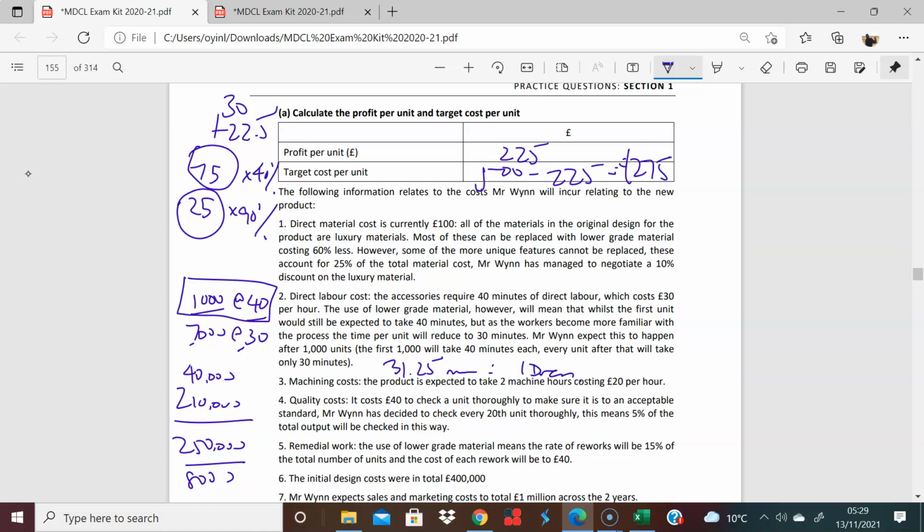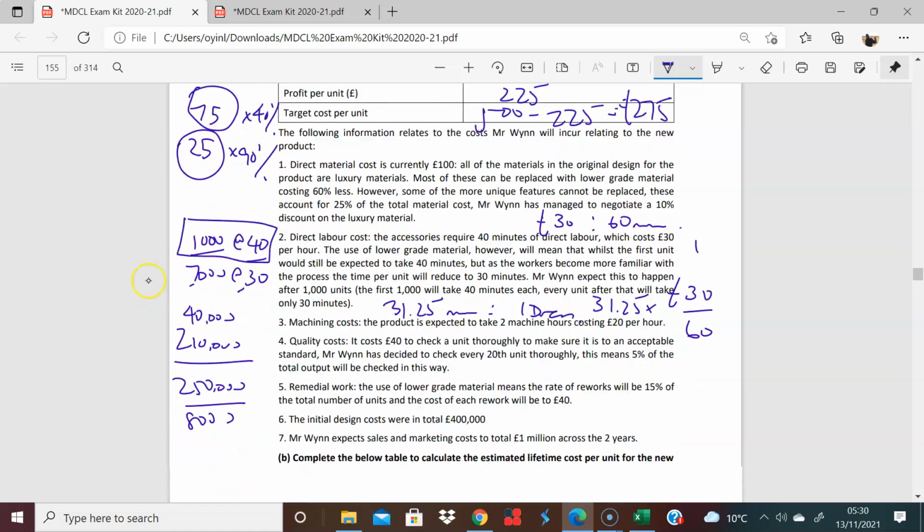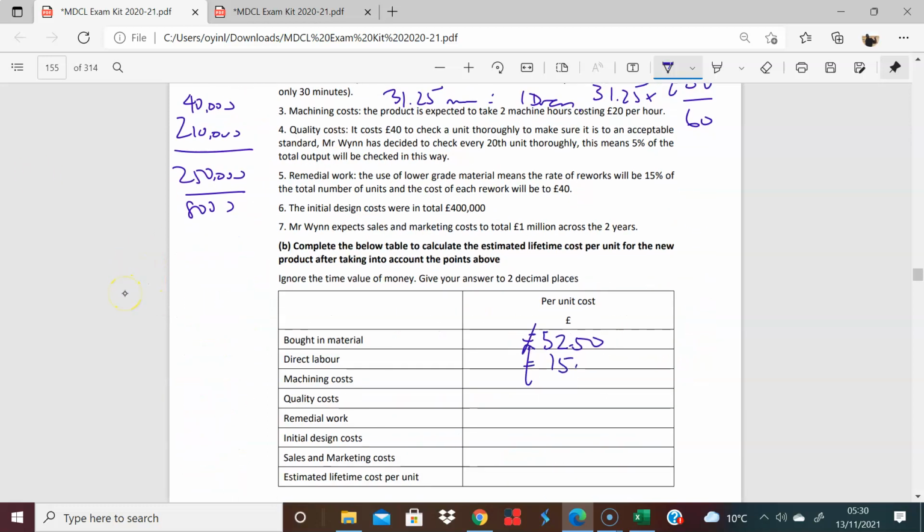And we are charging £30 an hour. So £30 for 60 minutes is what we're saying. So if 60 minutes is £30, what is 1 minute? Well, 1 minute is 30 over 60. And if 1 minute is £30 over 60, what is 31.25 minutes? So that's 31.25 times 30 over 60, which is just divided by 2, which is equal to 15.625. So your answer there is 15.625. I'm rounding to 2 decimals, so 15.63 is what's going on over there.